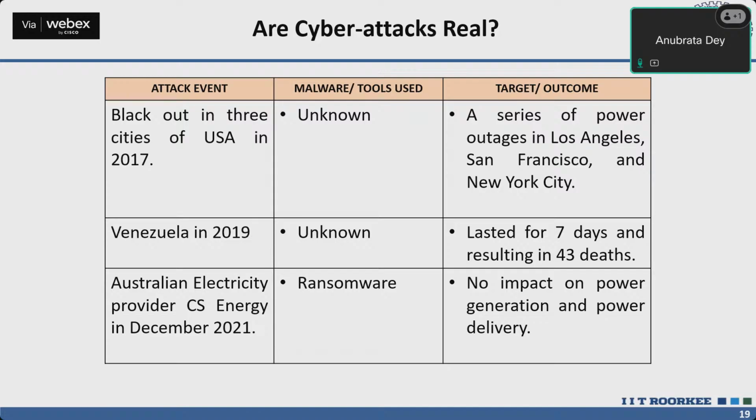And then in 2021 it was done on an Australian power company. Though the company claimed that there was no impact on generation, transmission, and distribution, some reports claim that there was an impact, right? It was because of ransomware.